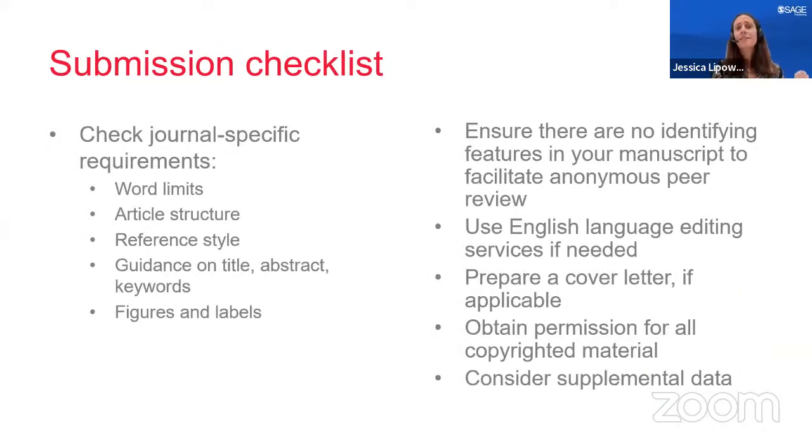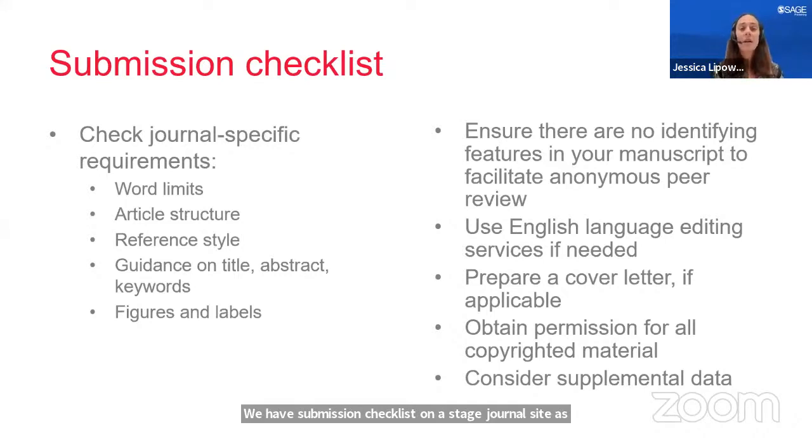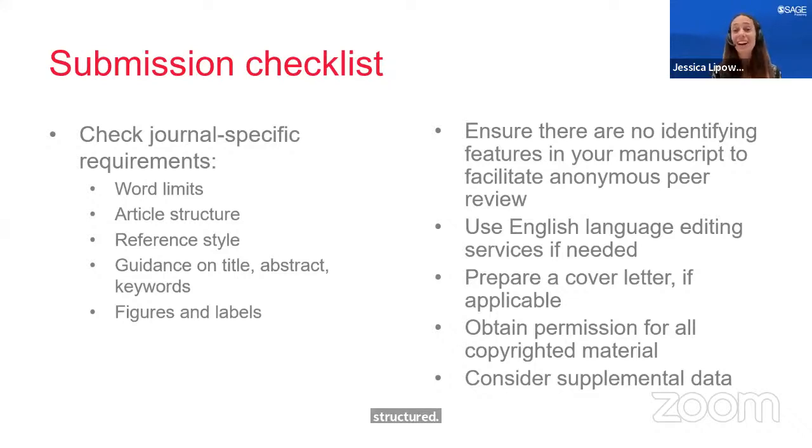We have a submission checklist on the SAGE journal site, as do many journals. It's spelled out specifically in their author guidelines. So look at word limits, the article structure, the reference style, and how the title, the abstract, and the keywords should be structured. Make sure your figures and labels are clear.